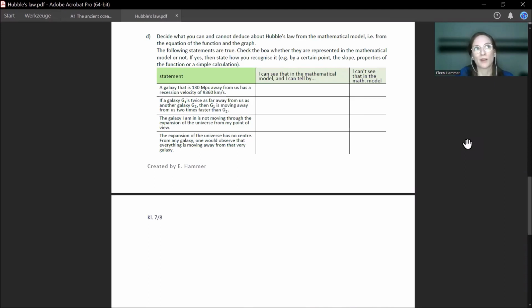And I'm really a big fan of these kinds of problems because that's where I actually understand what mathematics is for. It's not just about the technical working, you know, find this point or calculate the slope or whatever, but really trying to get what the graph is actually telling you. So if you have a look at this third line here, it says the galaxy I'm in is not moving through the expansion of the universe from my point of view. Can I see that in a mathematical model? Yes, I can, and I can tell by the point 0, 0, because it's the point of this linear graph.